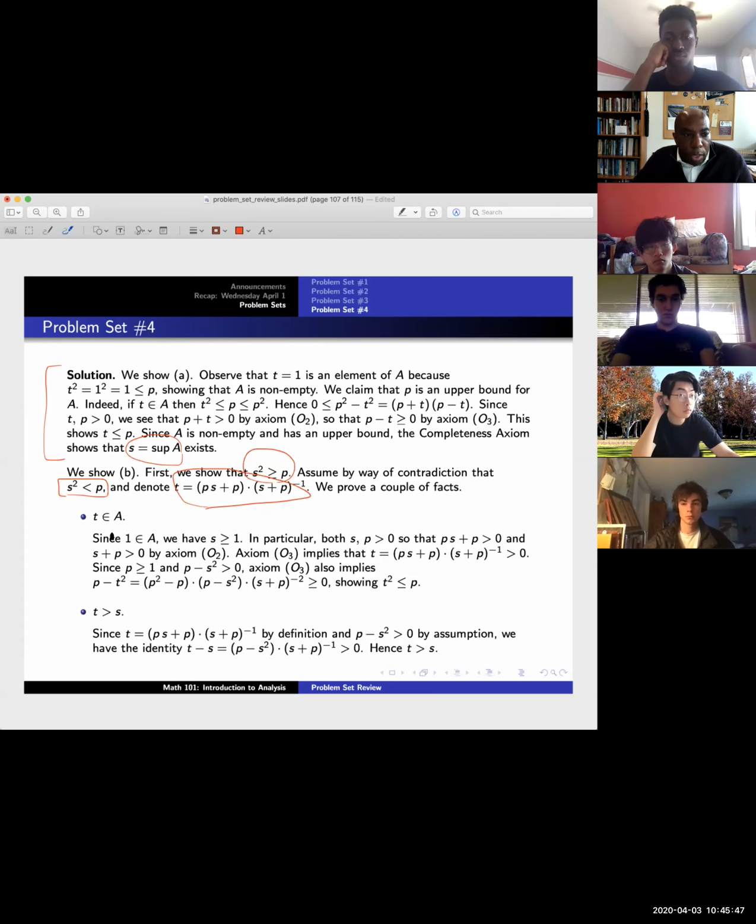So the first claim I want to make is that T is an element of A. Well, what that means is that T has to be positive. It's positive because S and P are positive, so this ratio is positive. And T squared is less than P. That's a little bit of algebra you have to do, but it's not too bad. So again, here I have an element T that is an element of A.